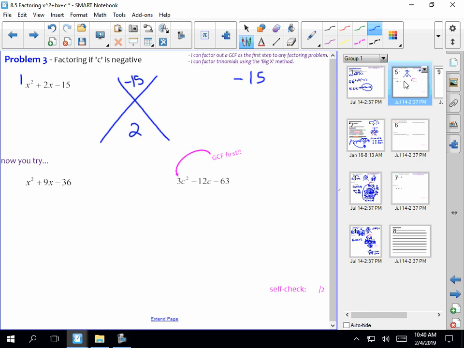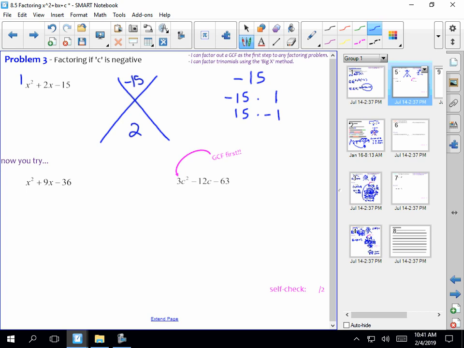So when I list my factors, I could have -15 and 1. Those multiply to equal -15, but they add to equal -14. Another option would be +15 and -1. Now once again, I'm just listing all the factors of -15 where one is positive and one is negative, so that they will multiply to equal -15. But I'm looking for the two that also add to equal +2. So neither of those will work.